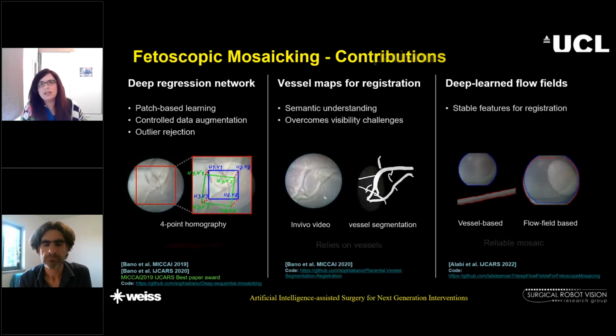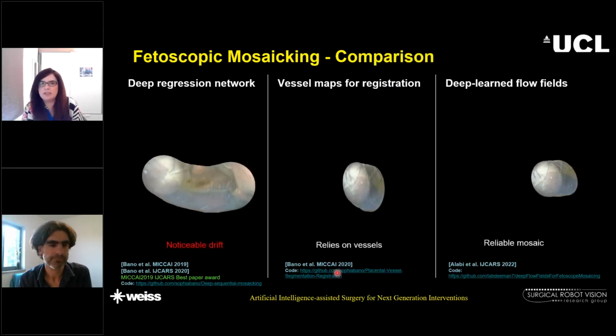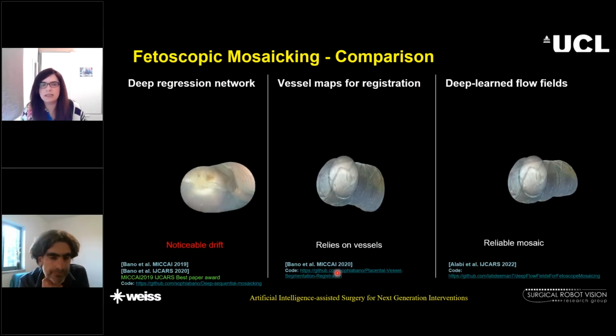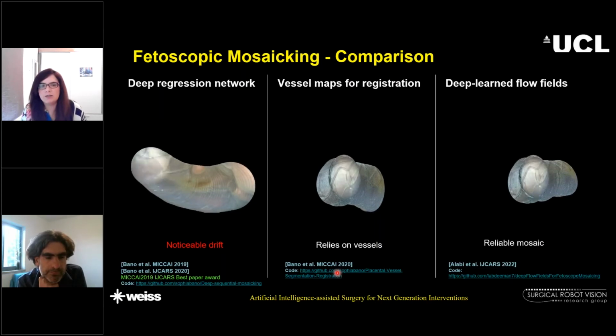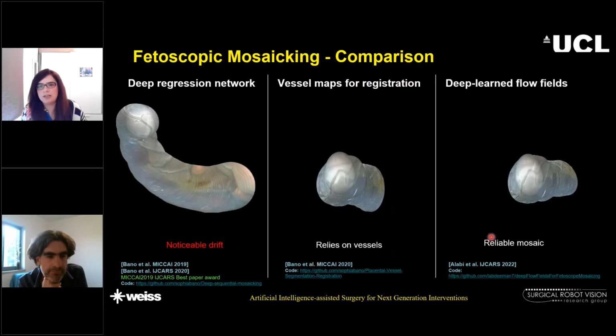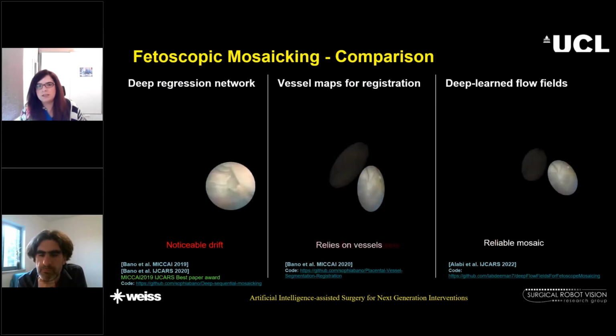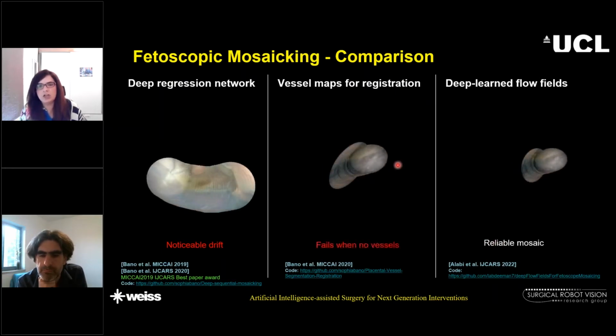So let's quickly have a look at some of the results, just to compare what these methods are providing us. As I mentioned, the regression method did help in creating a mosaic, but there was noticeable drift in this method. Vessel-based gives quite a reliable mosaic, and so does the deep flow based method. But as soon as there is a scene where the vessels are not very clearly visible, the mosaic tends to fail, while with the deep learned flow field, this still works.